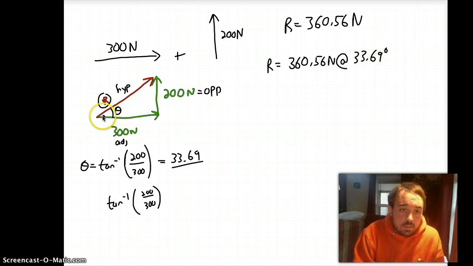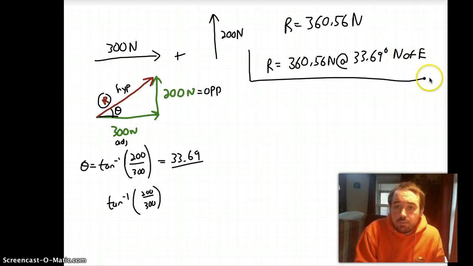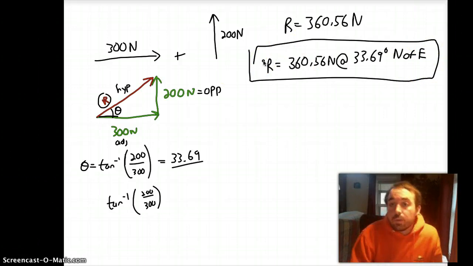And then this is east, so that's part of east. My other option, my green, is north. So my final result, 360.56 newtons at 33.69 degrees north of east.